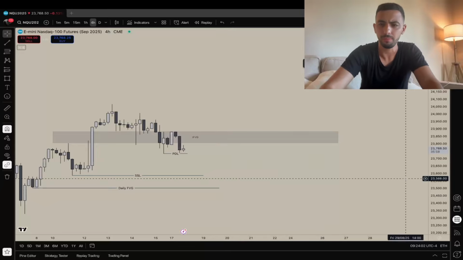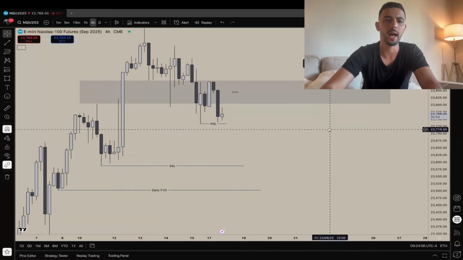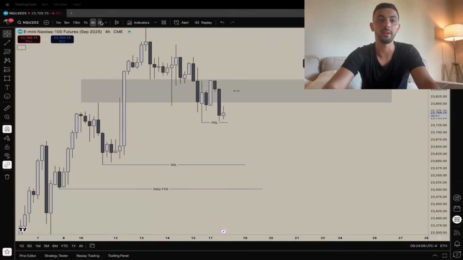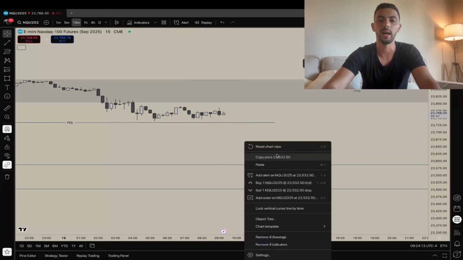Anyways, we inversed the daily fair value gap to the downside. So what's my draw? First of all, my short-term draw, we have previous daily low.